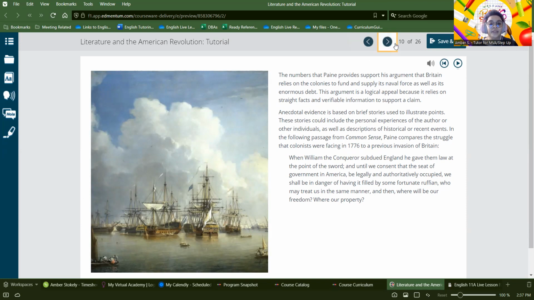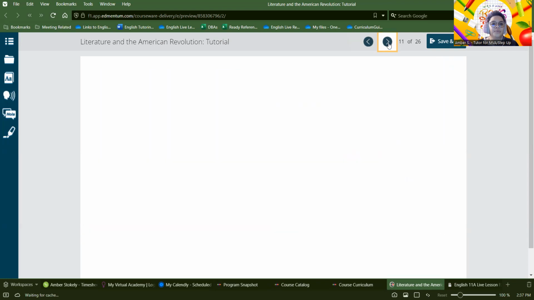And since this is something that did actually happen in history, it's considered credible. There was a person named William the Conqueror. He did actually take over England. So this is based on fact, which brings us to our next point.